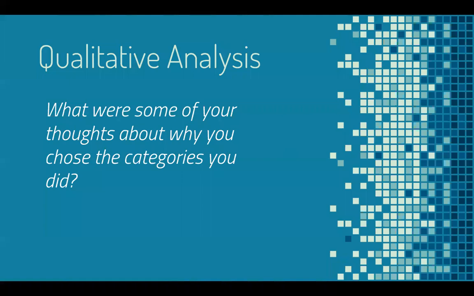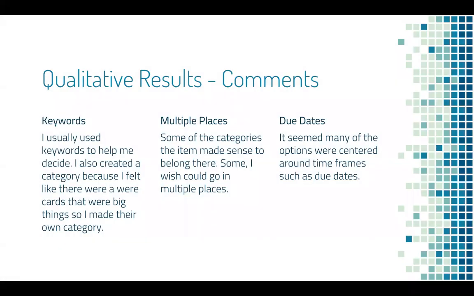So we're able to get a lot of quantitative analysis from all of these things, but one of the drawbacks of a digital card sort is that it's hard to get qualitative analysis. We try to mitigate this by asking for feedback at the end of the study. We asked them, what are some of your thoughts about why you chose the categories that you did? And we got some responses.